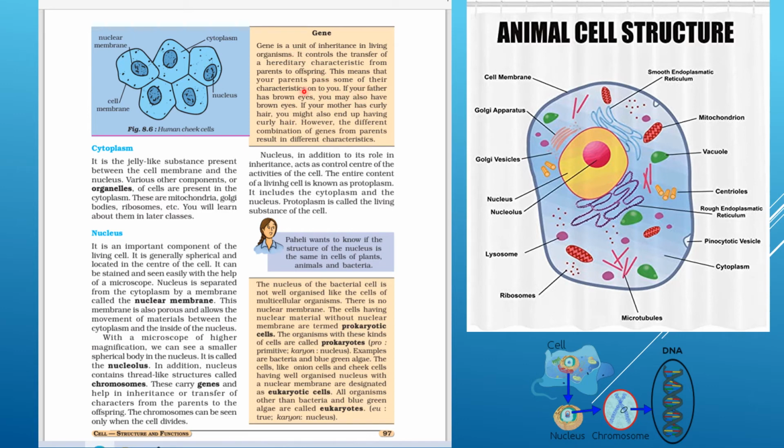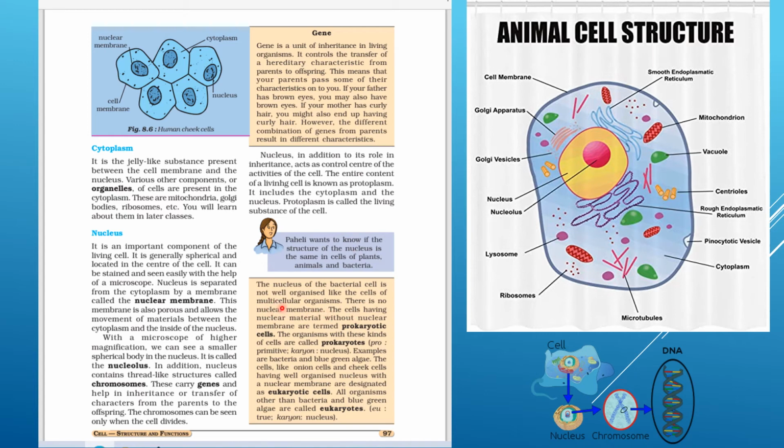This means that your parents pass some of their characters on to you. If your father has brown eyes, you may also have brown eyes. If your mother has curly hair, you might also end up with curly hair. However, the different combinations of the genes from the parents result in different characteristics, but we get it. Okay, the offspring get those characteristics from their parents only.